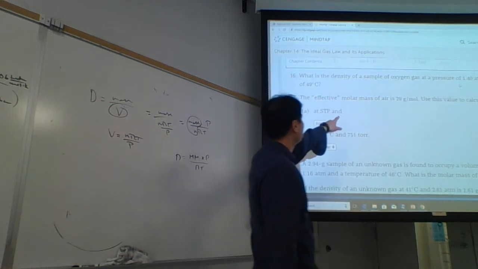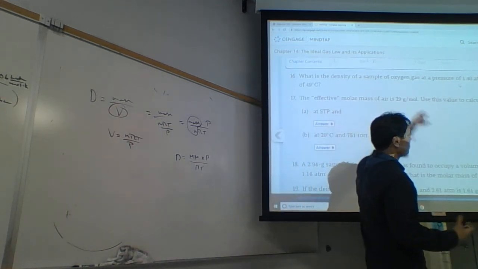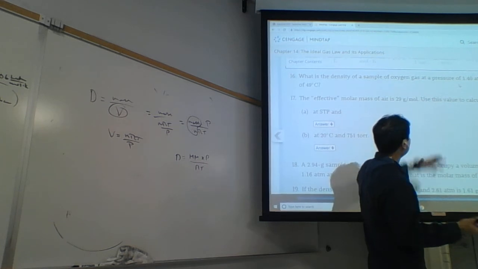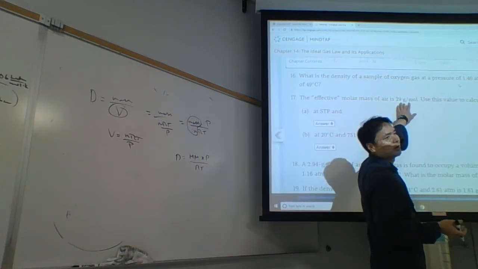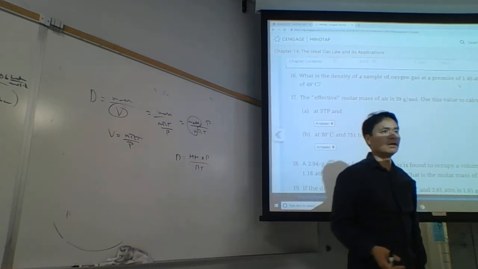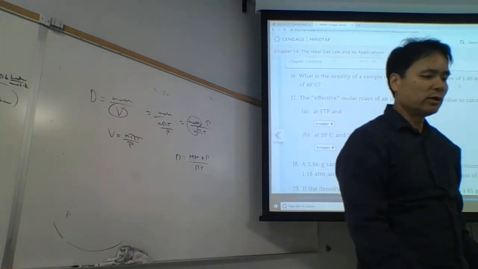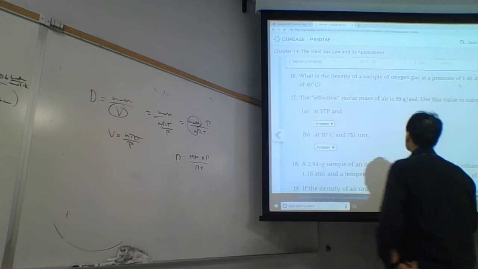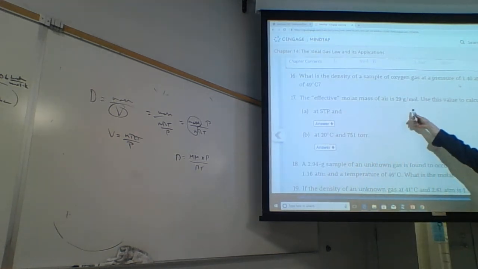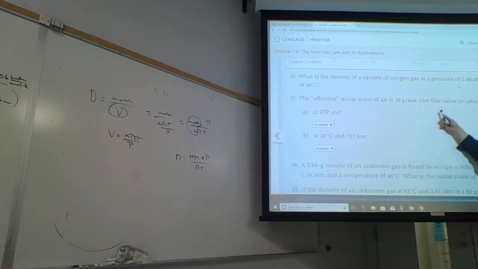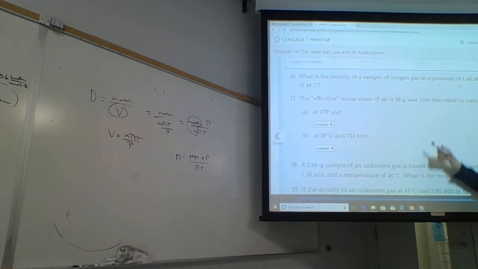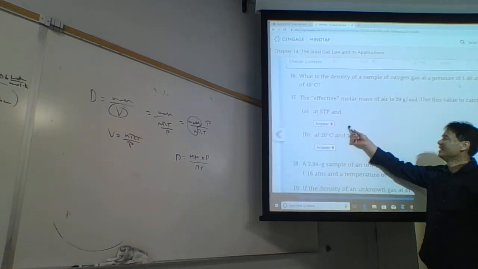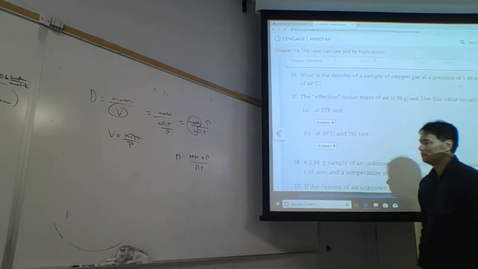And so they're saying the effective air is a mixture. If I had a mole of air, it's going to weigh about 29 grams. So that's what they mean by effective. A mole of air has 6.022 times 10 to the 23rd molecules of air, which is a mixture. And so this is the molar mass of air, 29 grams per mole. Use this value to calculate the density of air at STP and at 20 degrees C.